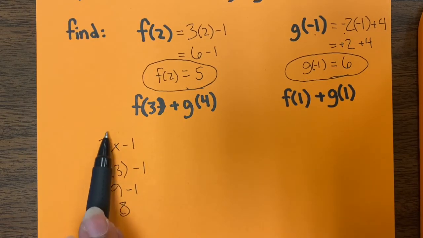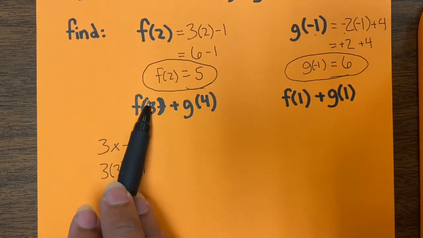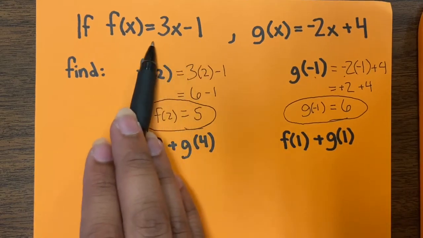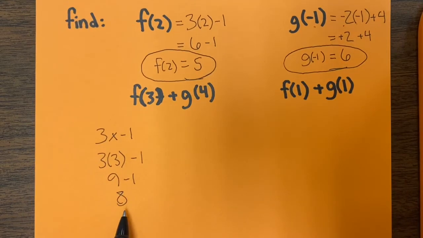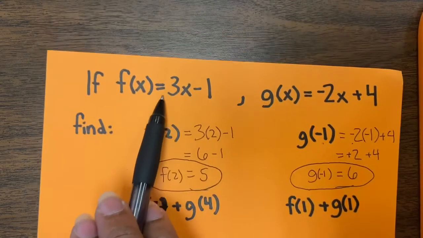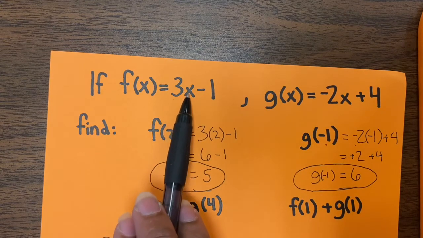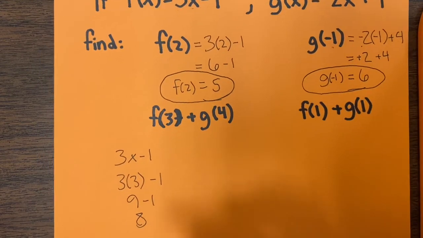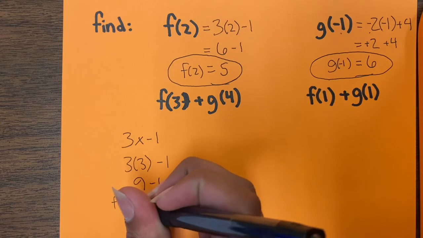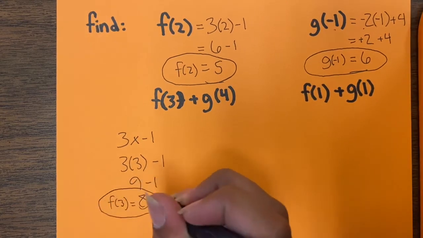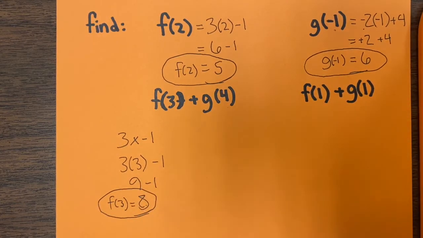So notice in this one, I didn't even write down f of 3. I only wrote down what the expression was. That helps me not get confused when it comes to the variables and stuff. So all you're worried about is this and plugging in what number it gave you for that value. So we have f of 3 equals 8. And then I'm going to add that to what g of 4 equals.